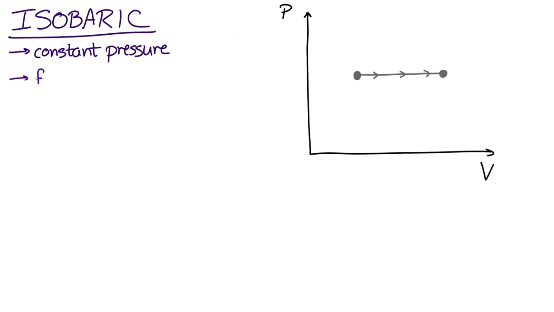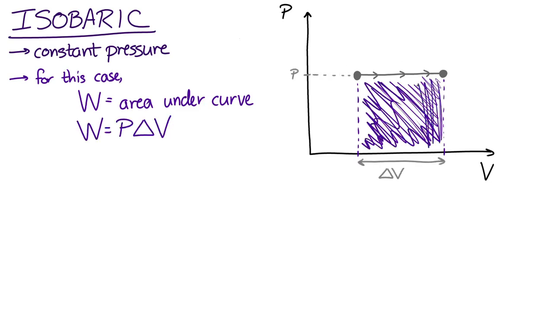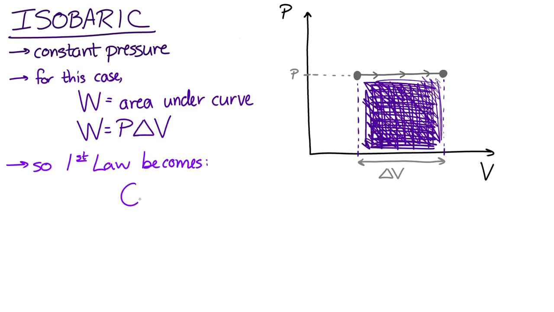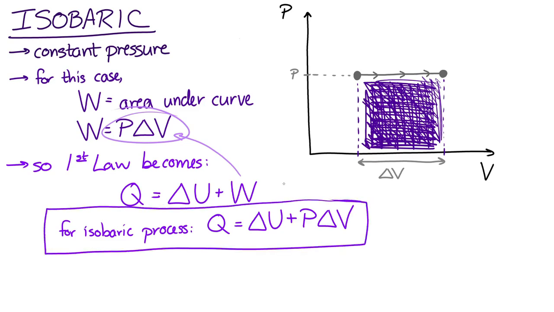So for this case, well, let's see, remember the work is equal to the area under the curve. If it's isobaric, if it's moving along like this, then the work is equal to the pressure times the change in the volume, because the area under that graph is just pressure times the change in the volume. So then let's look at the first law. Well, Q is equal to the change in U plus W. Well, W is P times delta V. So for an isobaric process, a constant pressure process, the thermal energy added, Q, is equal to the change in the internal energy plus P times delta V.